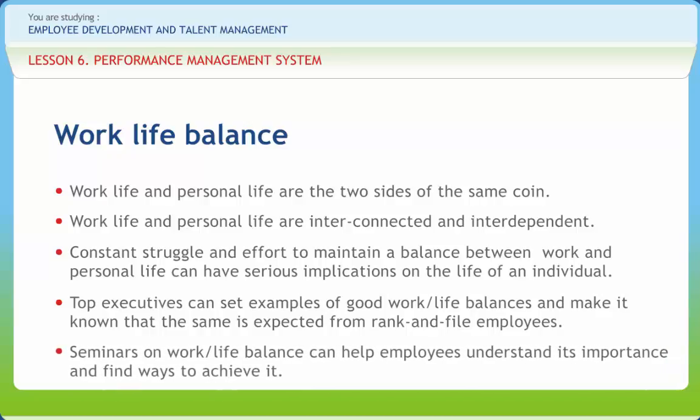Seminars on work-life balance can help employees understand its importance and find ways to achieve it. There are various reasons for this imbalance and conflicts in the life of an employee, from individual career ambitions to pressure to cope with family or work. The reasons can be situation and individual specific.